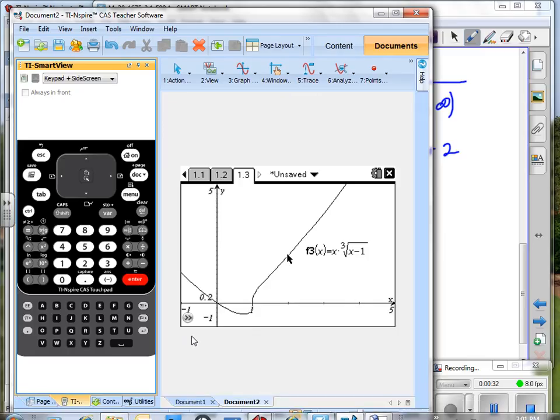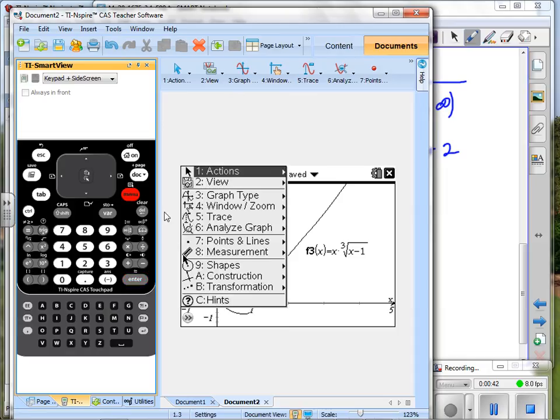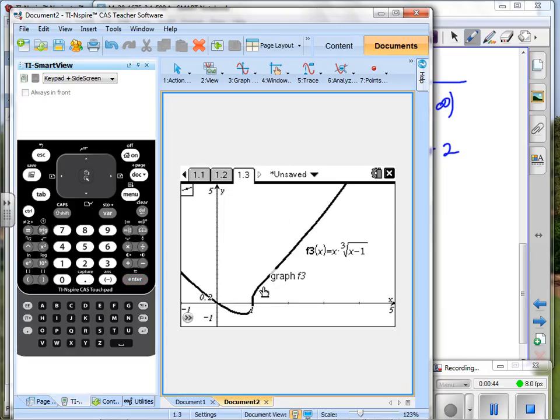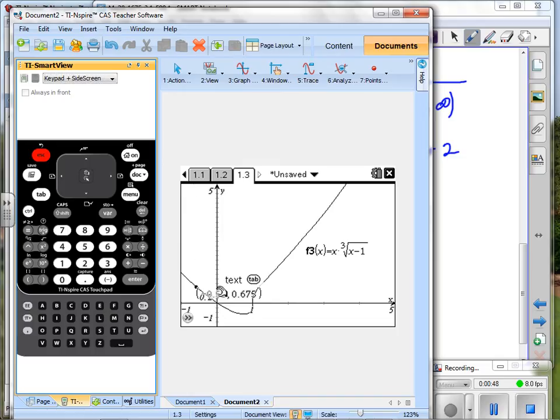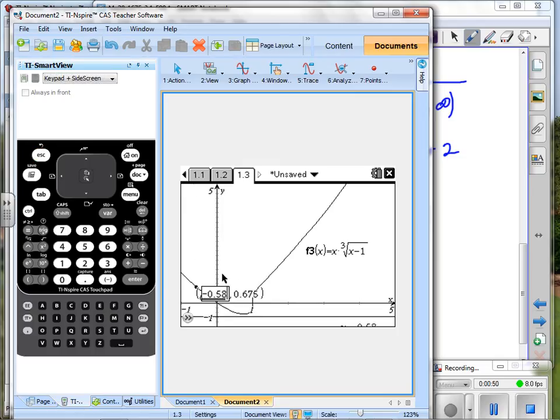Okay, not too bad, not too shabby. Now, we had -3/4. So -3/4 says, well, let's put a point on it and find out where that point is. So I'm going to put a point on it. I don't want -3/4, I just want 3/4. So 0.75.